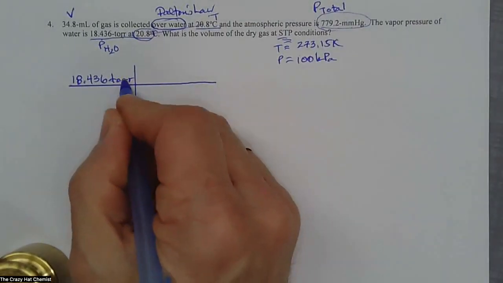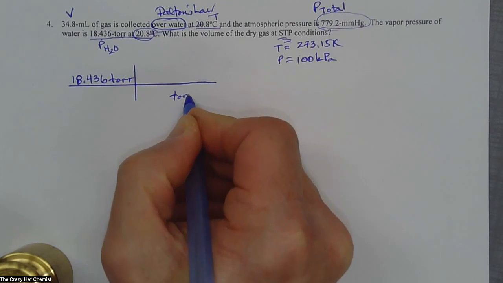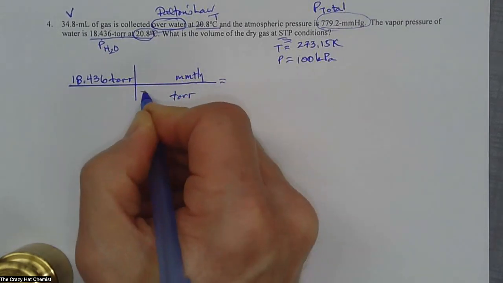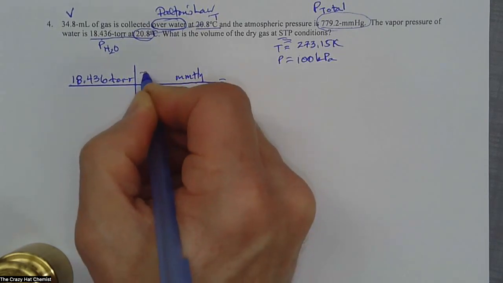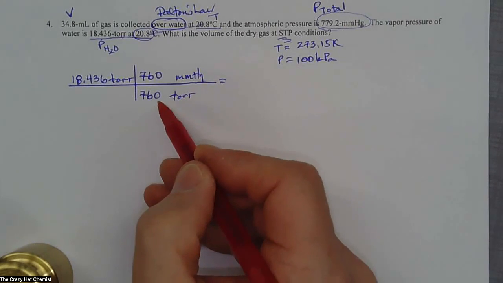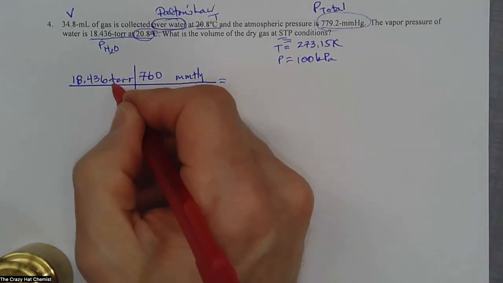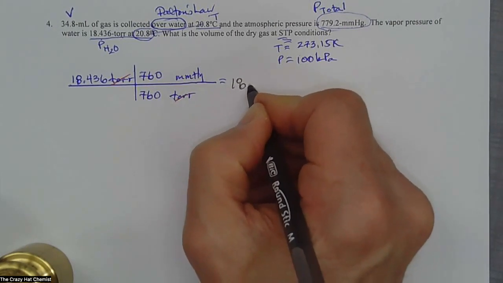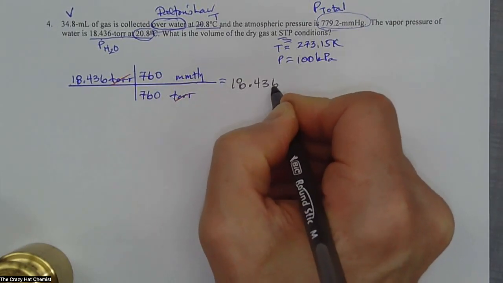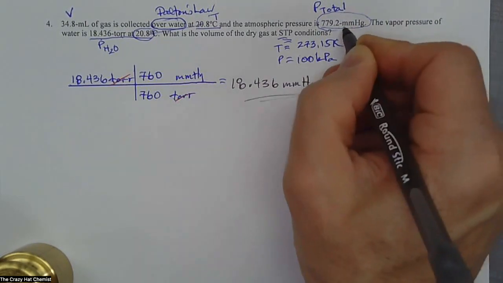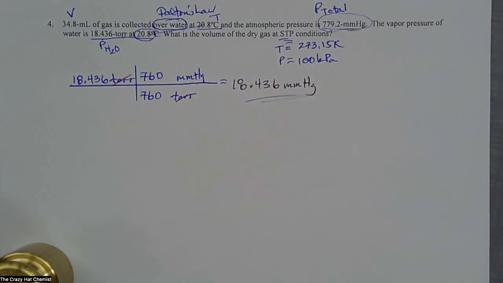Okay, torr, and I'm going to have millimeters of mercury up here, right? So 760 torr is equal to 760 millimeters of mercury. That is, 1 torr equals 1 millimeter of mercury. So the torr is going to cancel, and I'm going to be left with 18.436 millimeters of mercury. That's the same set of units that my total pressure is in. Okay, fantastic.